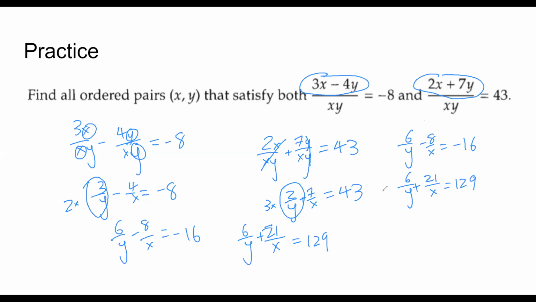So now we can subtract these. The 6 over y's will cancel out. Then you have negative 8 over x minus 21 over x, so it's going to give us negative 29 over x is equal to negative 16 minus 129, which is negative 145. And now we can finish this off, and this gives us x is equal to 29 over 145, which is 1/5.